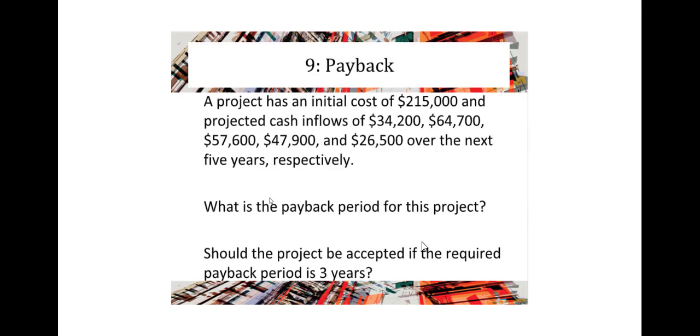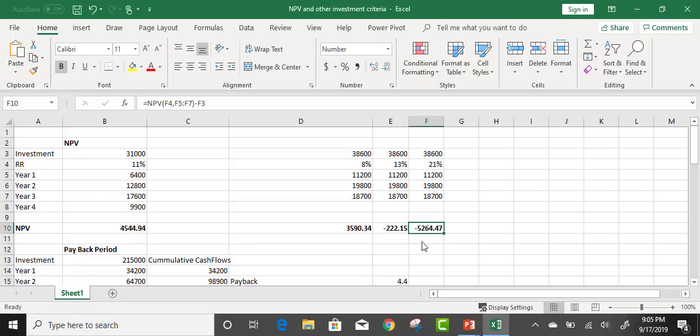Right? And if you have multiple projects with different payback periods, the project with the smallest payback period should be ranked first, and the project with the longest payback period should be ranked last, and the project with the shortest payback period should be accepted. Now I'll show you how Excel can be used to calculate the payback period.